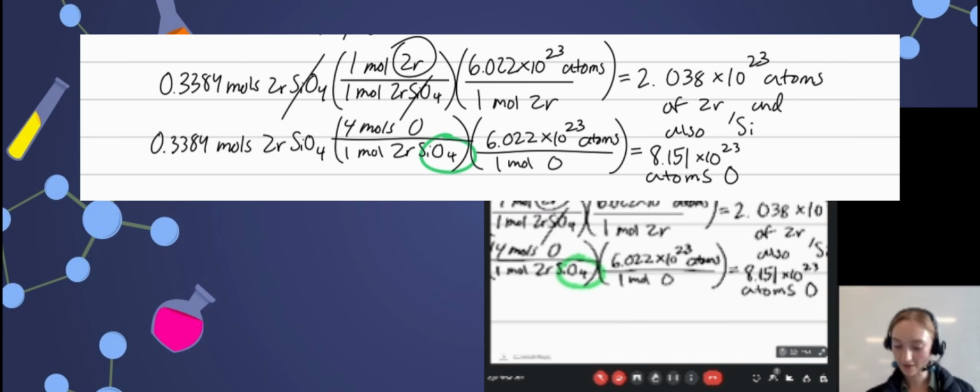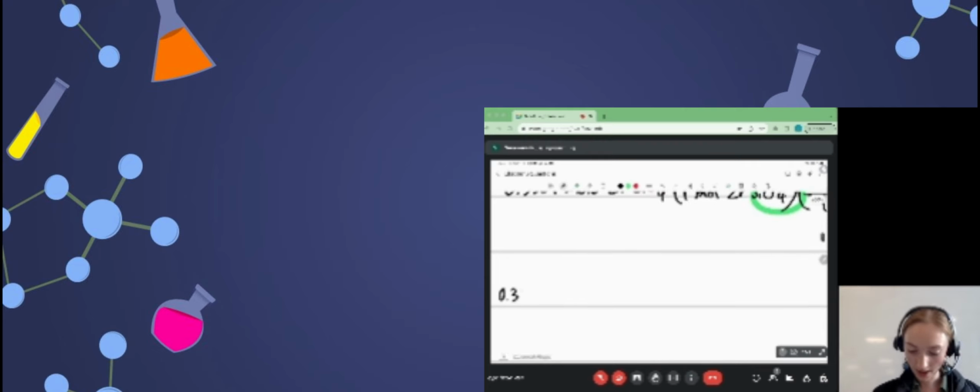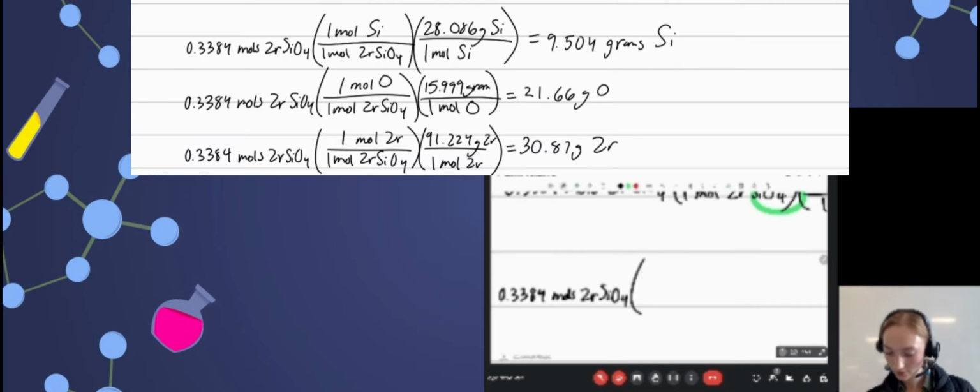Okay, so since we have those two worked out, we still have to find the mass of each atom in this compound. We will just use what we had before and then multiply it by a different conversion. So I'll show you what that looks like. So we have 0.3384 moles of zircon silicon oxide. And so we have 1 mole of zircon silicon oxide. And for every 1 mole of zircon silicon oxide, we have 1 mole of silicon.